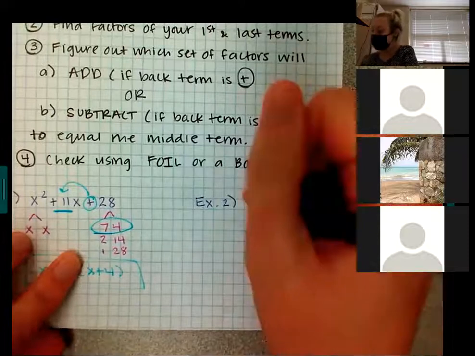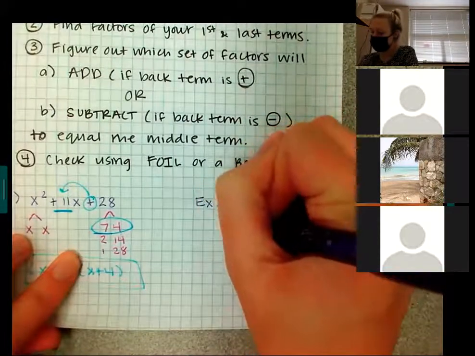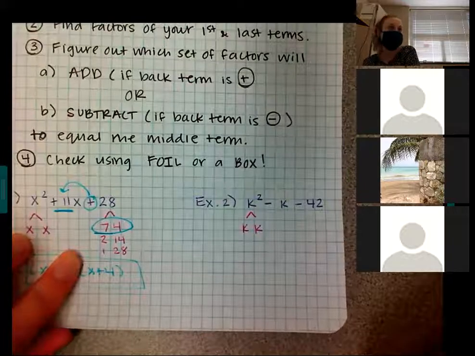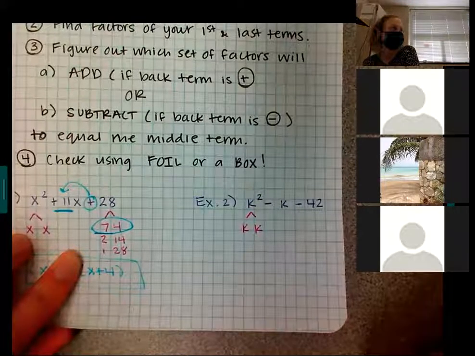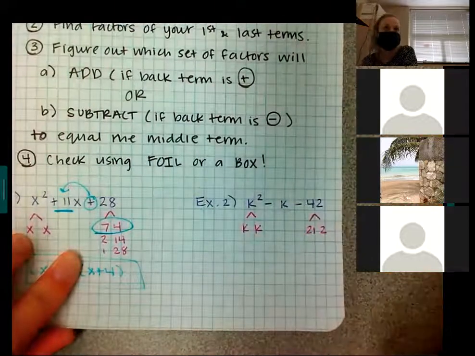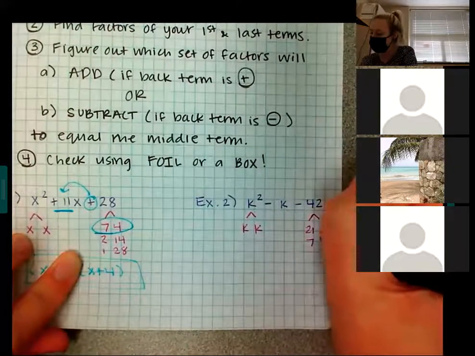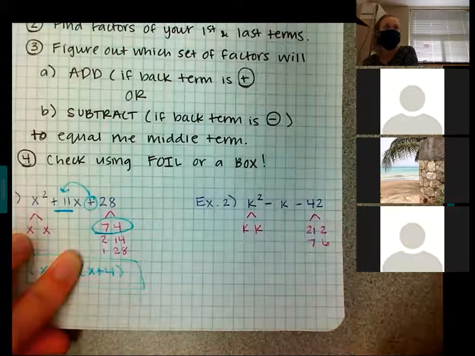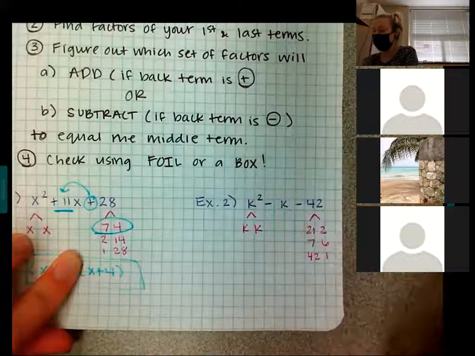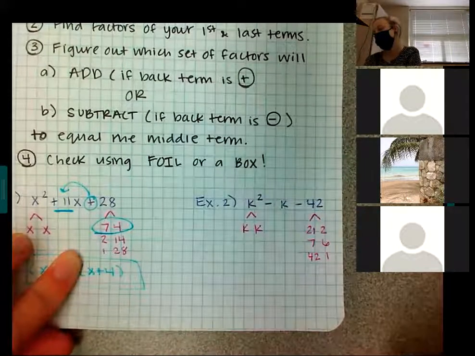So factors of k squared is just k times k, right? Mm-hmm. Factors of 42. Good. 21 times 2. What's another one? Yes, 7 and 6. You said 1 and 42? Good. I think there's one more. There is one more.